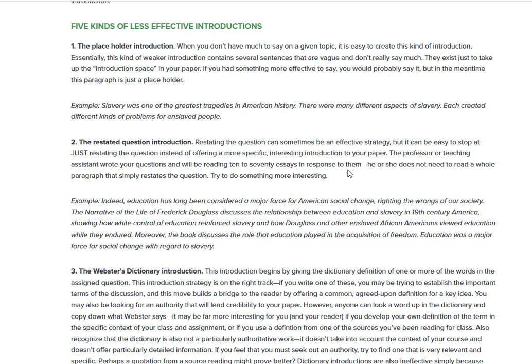Moreover, the book discusses the role that education played in the acquisition of freedom. Education was a major force for social change. So that's a much better introduction, because you don't just restate the writing prompt, you add some more interesting facts related to the question. And since the question related to education, Frederick Douglass, and social change, you can add some extra facts that relate to Frederick Douglass, social change, and education.